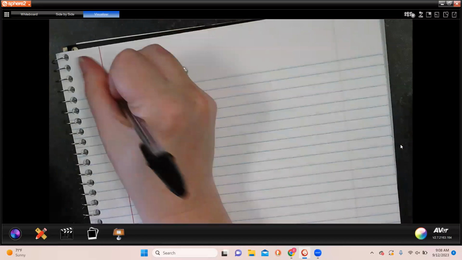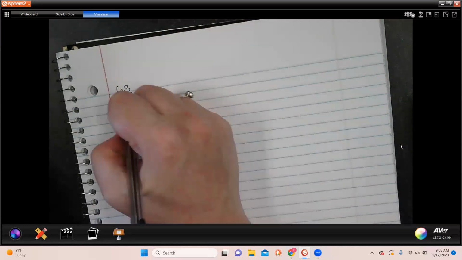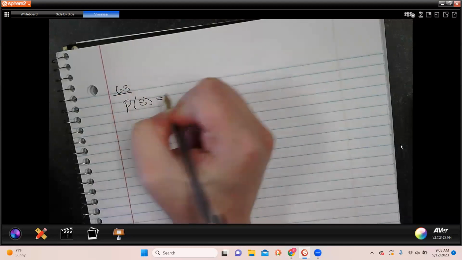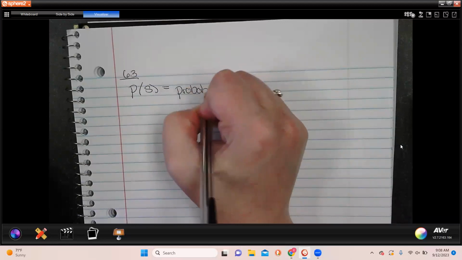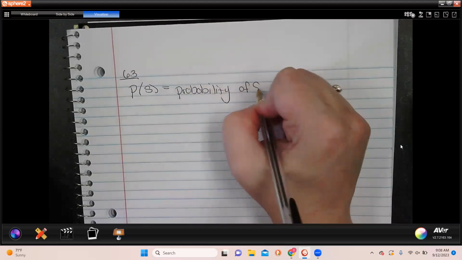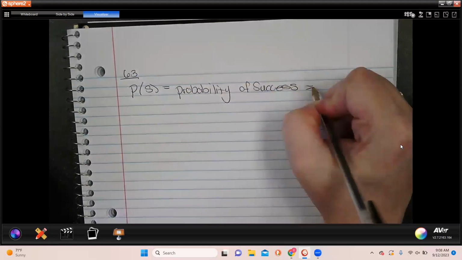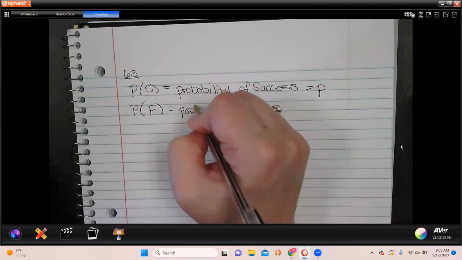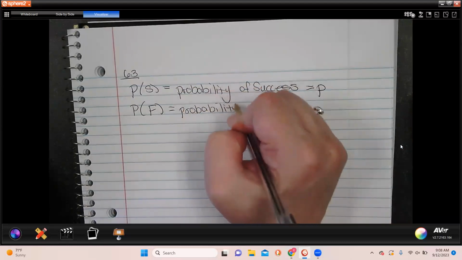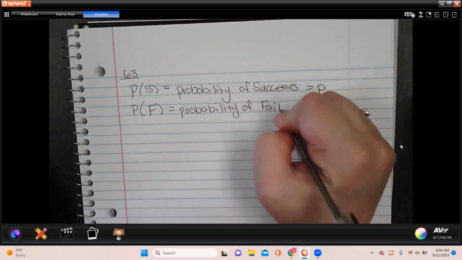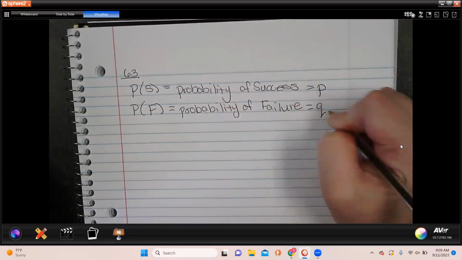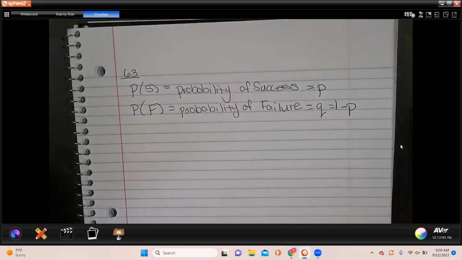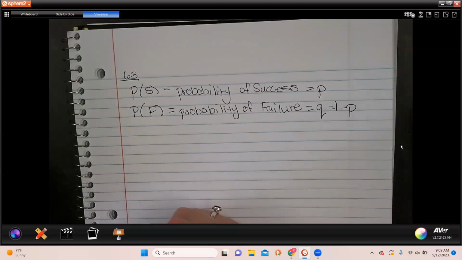So still on 6.3. All right, so they have a capital P, capital S to tell you that this is the probability of success. This is just their notation. And they use a lowercase p as its variable. Okay, the probability of failure. This is its notation. And it's defined as q, which is 1 minus p. Okay. So success and failure. I think I've defined everything else as before.